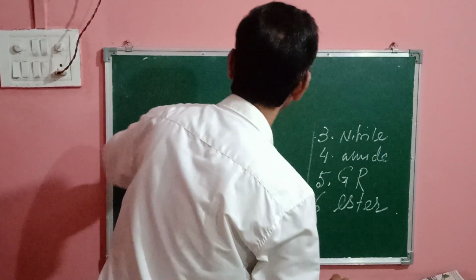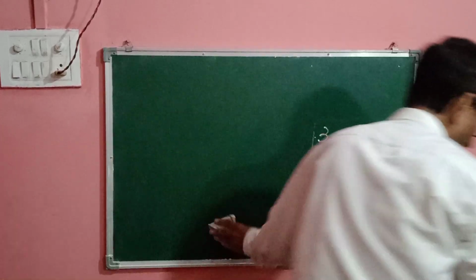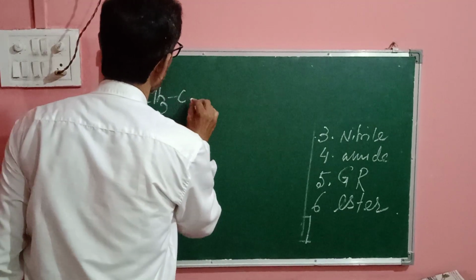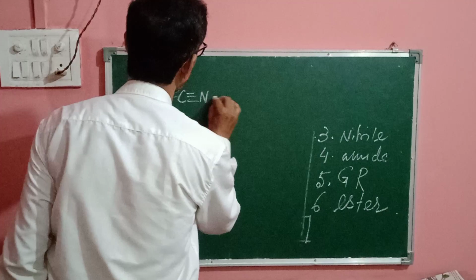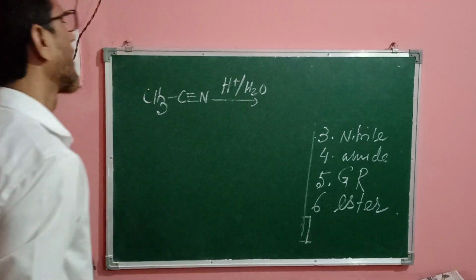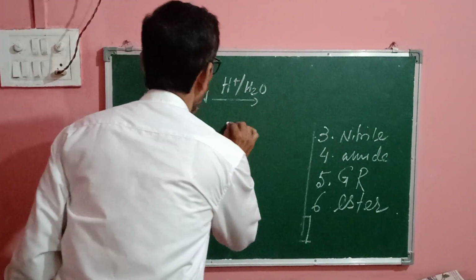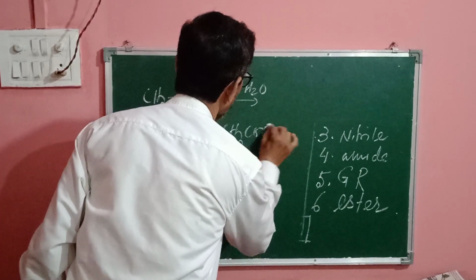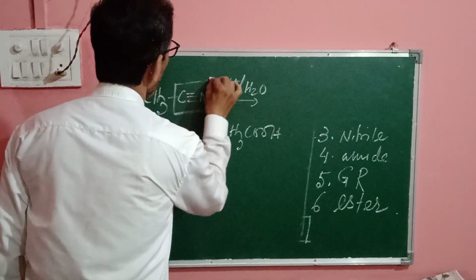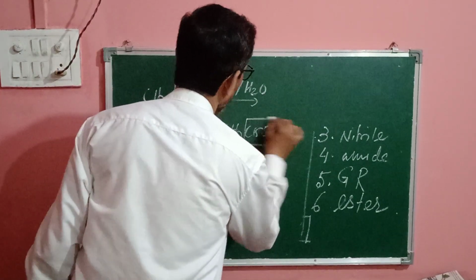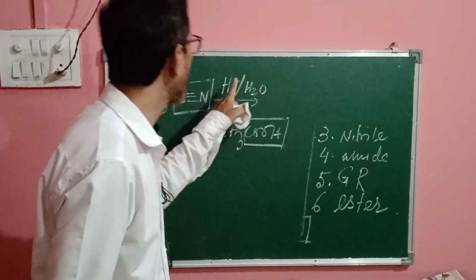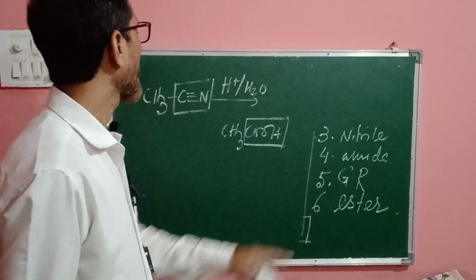Now from nitrile. Nitrile means the CN group, a compound with a CN group, for example CH3 C triple bond N. Acid hydrolysis means acid in the presence of water. Your answer is acetic acid, ethanoic acid. So the very simple shortcut is that the CN group is transformed into COOH group in the presence of H positive and water, which means acid hydrolysis.